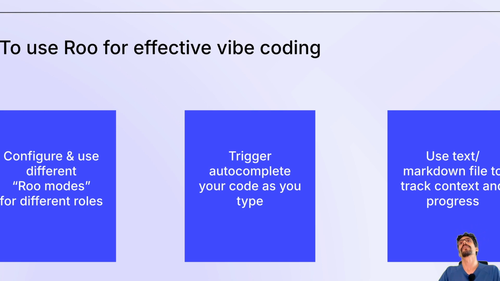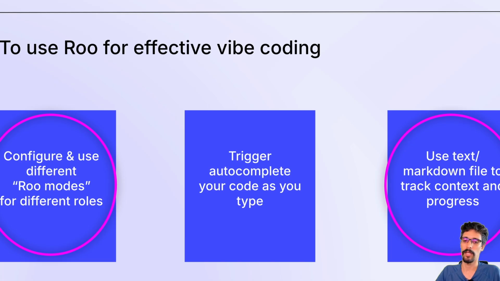Next question. To use Roo effectively for vibe coding, what are the things that you should do? Give you a second. And the answer is the first and third ones, right? So if you want to do the middle one, the second one, triggering autocomplete on your code as you type, that is actually something that's more suited to other Gen AI code assistance tools, such as Copilot. Roo mode isn't particularly suited for that one, right?